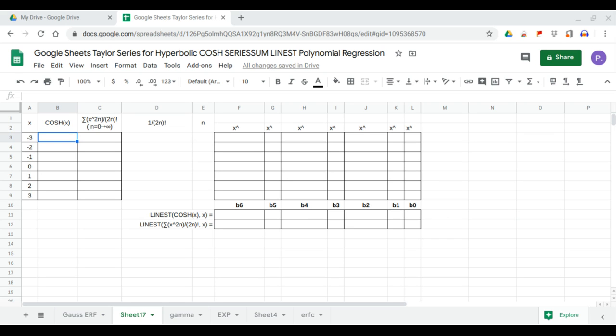So in this video, we will use the series sum to generate the Taylor series expansion of hyperbolic cosine, and we'll use LINEST in the polynomial regression of the expansion and its function itself. So we have a hyperbolic cosine function. We generate the dataset for values of x from -3 to +3. So our formula is cosine hyperbolic of the x values.